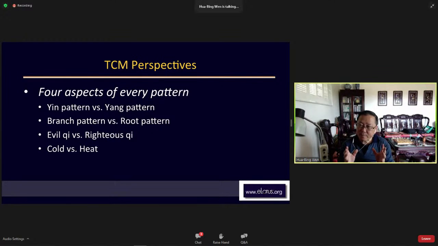So that makes the patterns very, very complicated. But the key point is that you can just focus on one pattern at a time. You don't have to be comprehensive and take care of everything at once. Just start with one small pattern at a time, and you'll be amazed to see how much you can help.